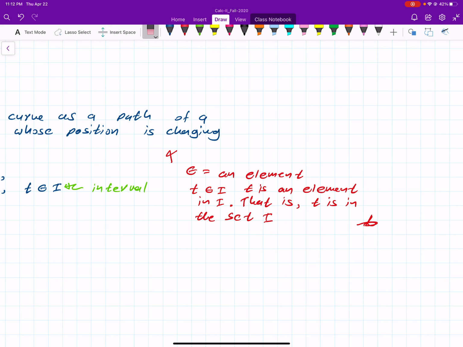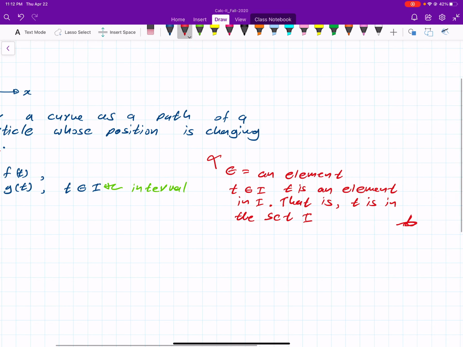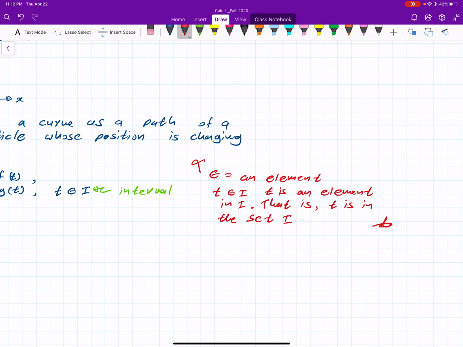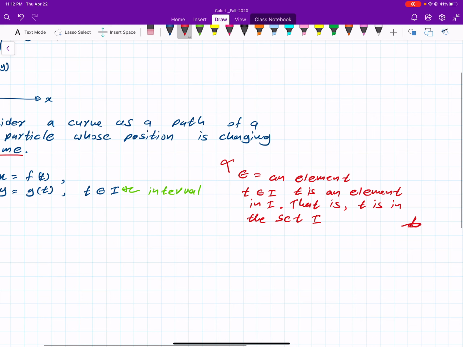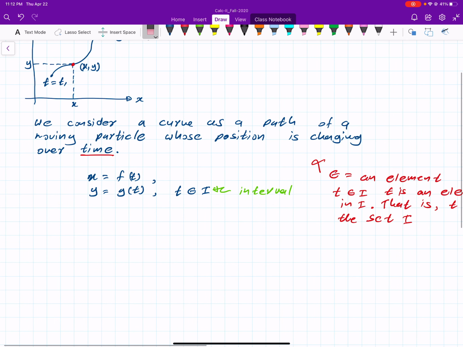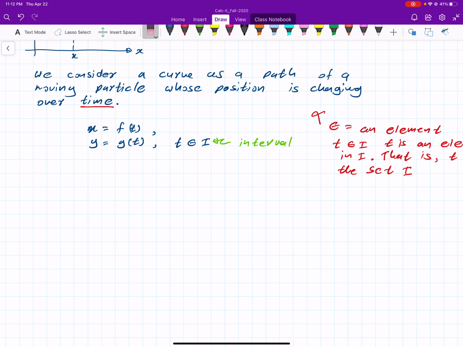Okay, so this is extra. All right, so that's how you define the set notation. This is a set notation. This notation is used to define an element. All right, so that means t is in I. t is in the interval I. All right, here t is a parameter and I is the domain of the parameter.